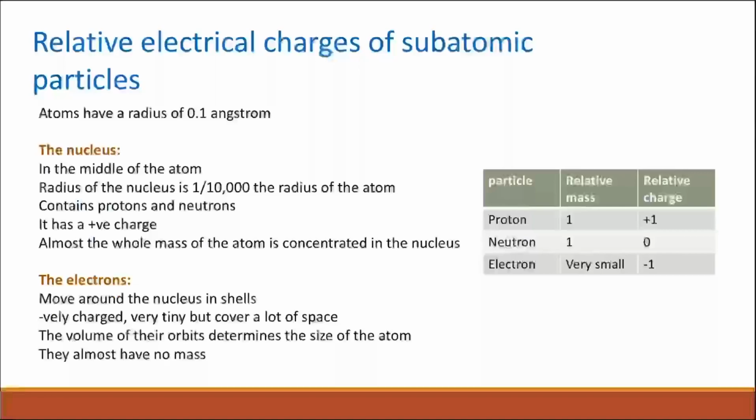Atoms have a radius of 0.1 angstrom, and 1 angstrom is basically 1 over 10 to the power 10 of a meter. So just to try to imagine what an angstrom is. There are two things here to talk about in the atom. The first thing is the nucleus. The nucleus is found in the middle of an atom. The radius of the nucleus is 1 over 10,000 of the radius of the atom. So basically, the nucleus is very tiny compared to the total radius of the atom.